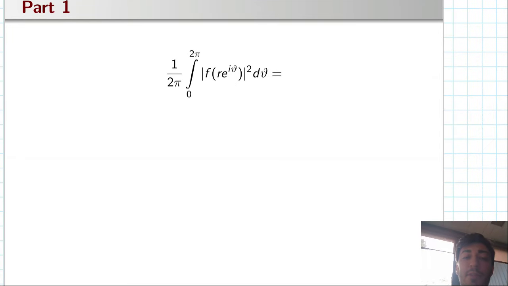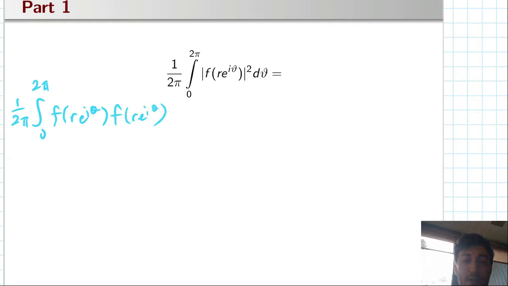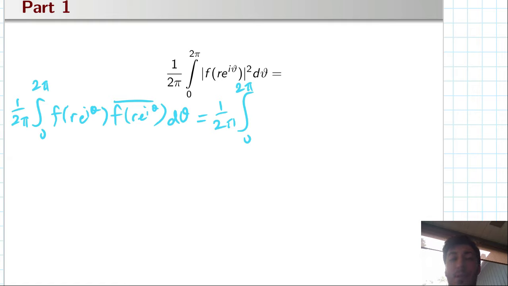So we want to kind of rewrite this integral now using this fact we just discussed. So let's go ahead and do that. So we have 1 over 2 pi, integral from 0 to 2 pi, and then we write out f of r e to the i theta times the conjugate of f of r e to the i theta, d theta. Okay, well, the other thing we know about f is that we have an expression for it in terms of its power series. So it might be a little cumbersome, but let's go ahead and try and write that out.